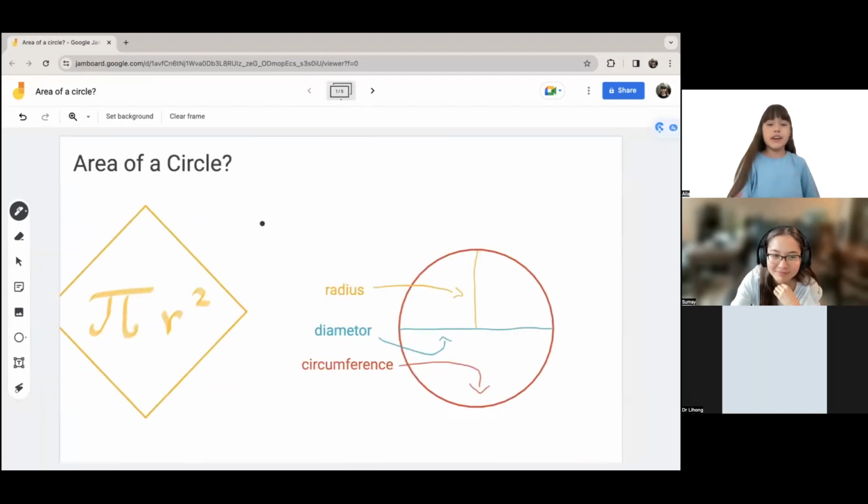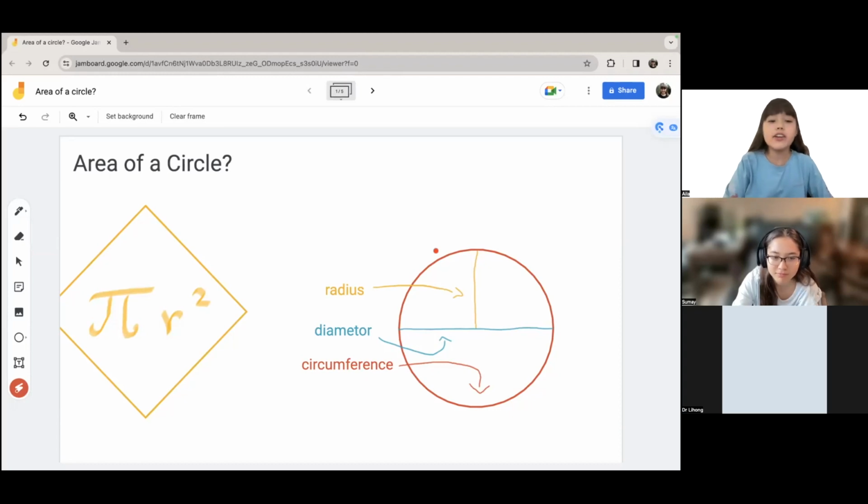So let's go back. A few things you got to know before we start is first, the different parts of a circle, right? This here is the radius. This here is the diameter. And this whole thing here is the circumference. So you're going to be using these 3 things a lot when you're doing stuff with circles. So that's pretty essential.